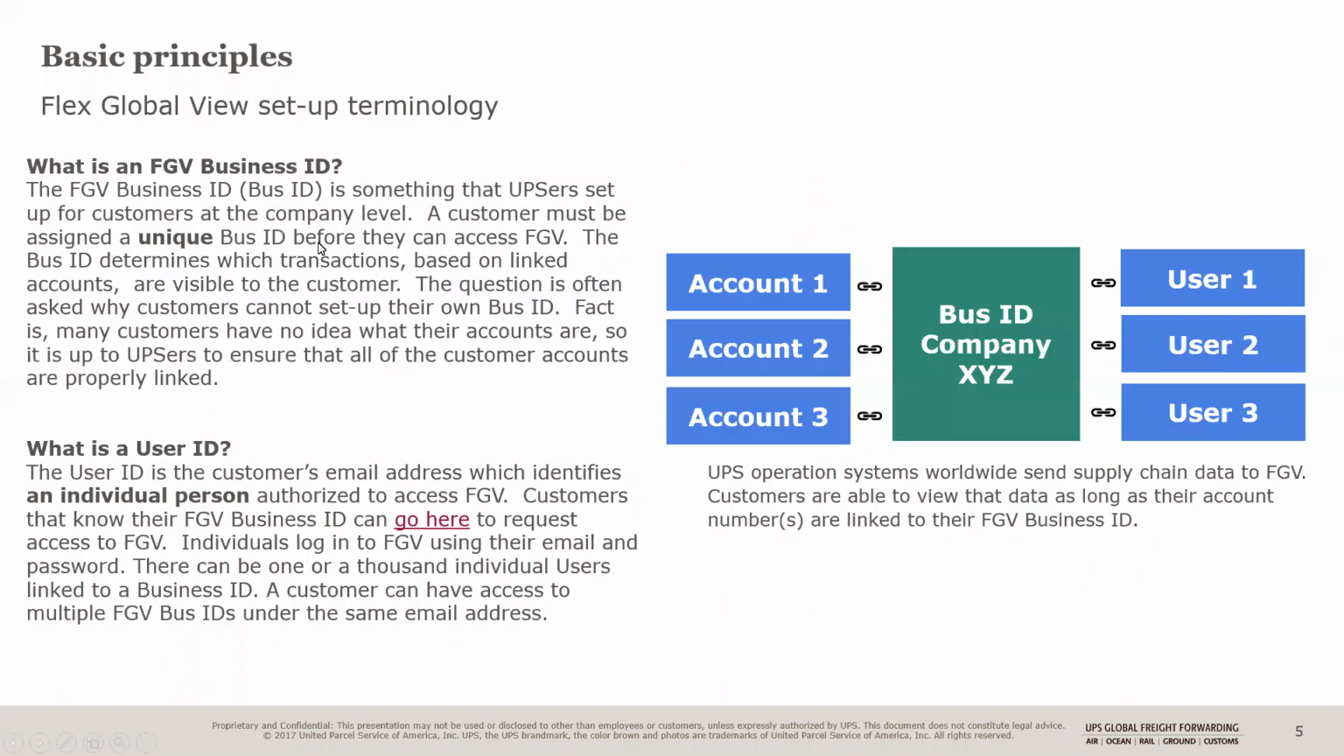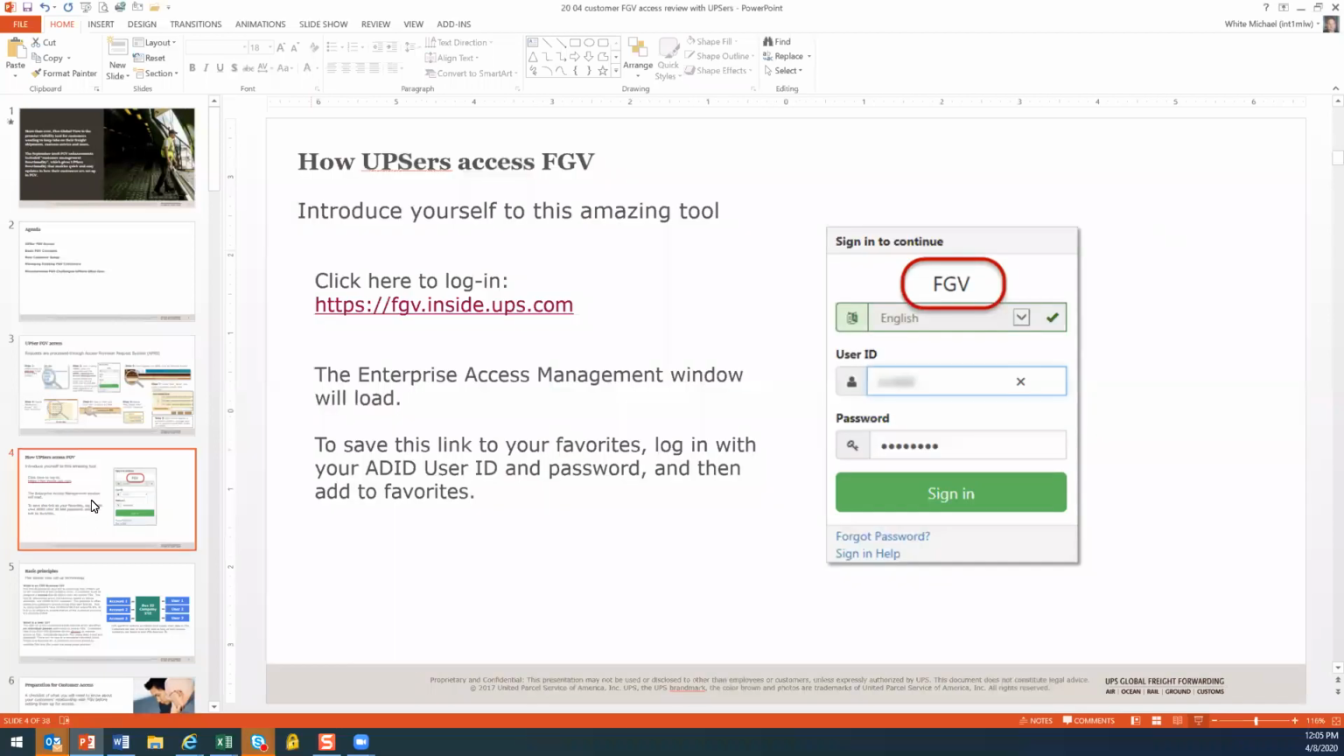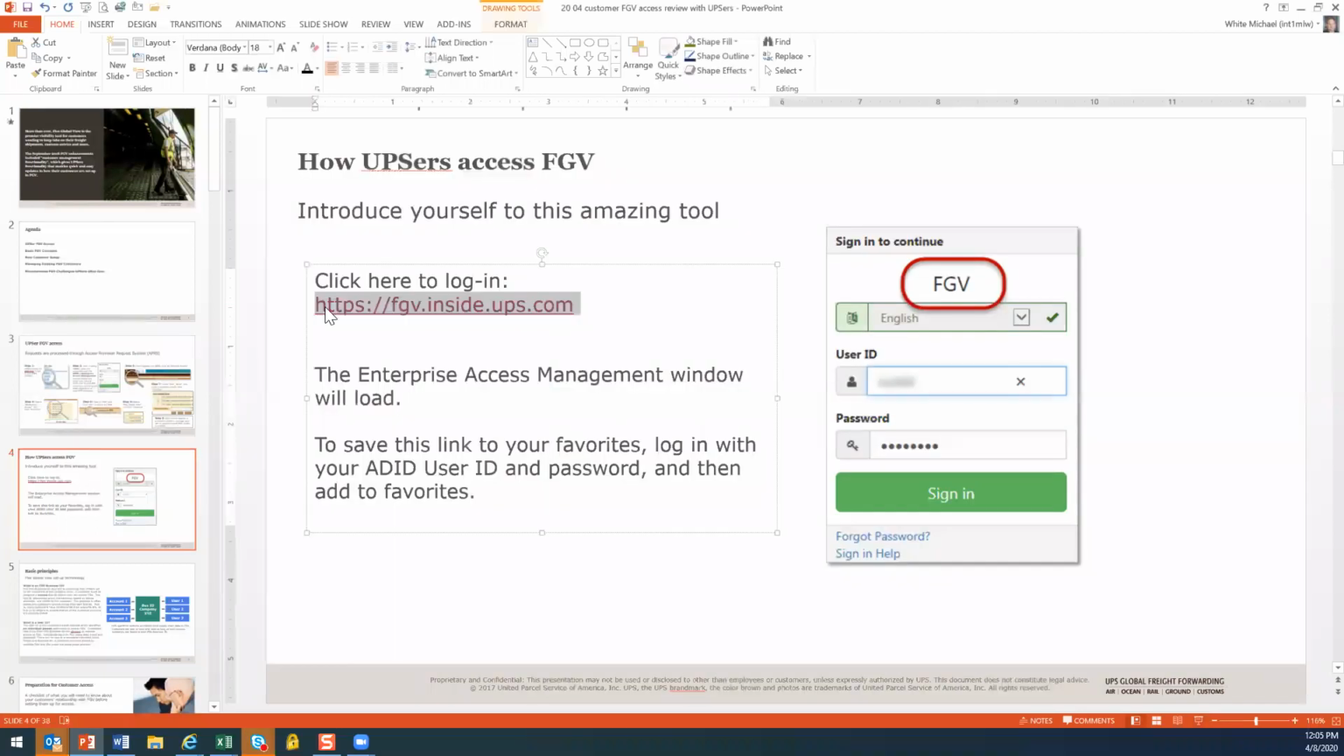There's been a lot of confusion, I know, with UPSers wondering where they're supposed to go to get their access. I'm going to post this URL to the chat so everyone can see. This is where we all go when we want to log in. When you go to this URL, key in your AD and password, so you log in. Once you've logged in, go to your favorites and add it to your favorites. Don't try to add it to your favorites prior to logging in. You've got to log in first and then add it to your favorites.